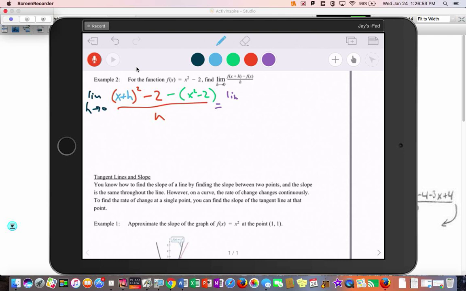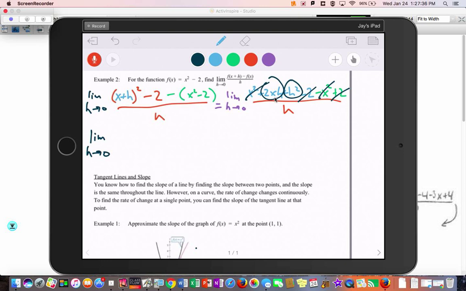So you're going to have the limit as h goes to 0, x squared plus 2xh. Make sure you get that middle term, and then the h squared. Then there's a minus 2. Then there's a minus x squared and a plus 2, all over h. So again, that's gone, that's gone, that's gone, that's gone. Now these are the only two things that are left.